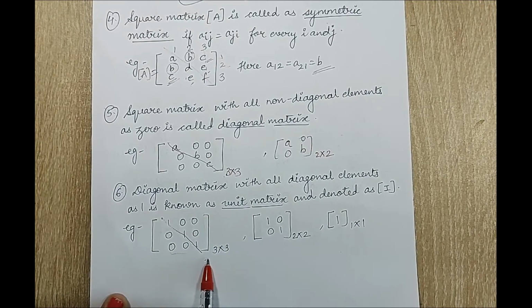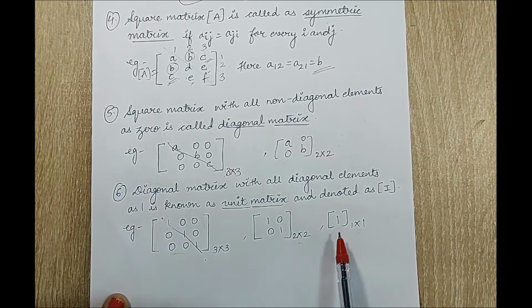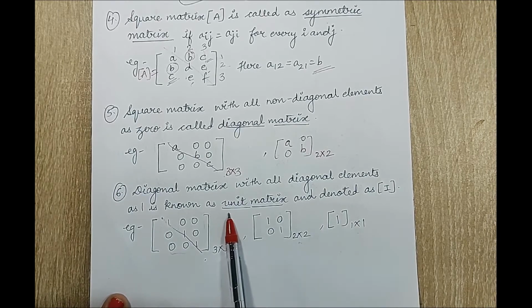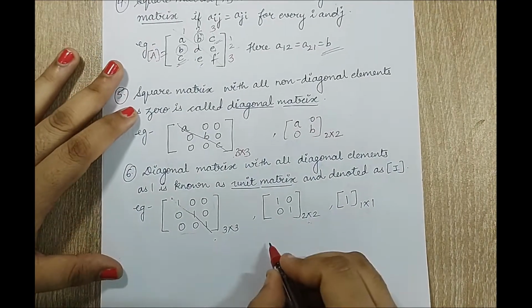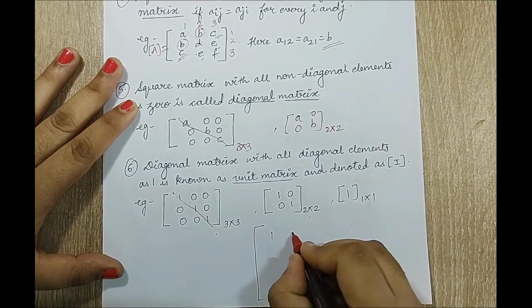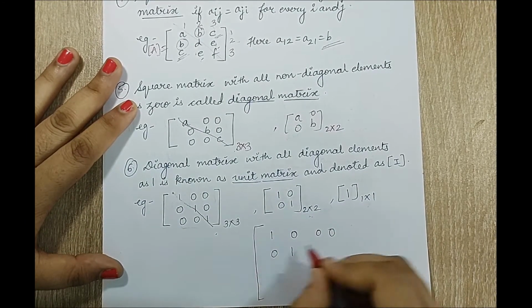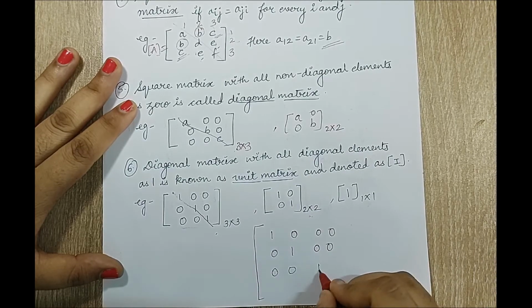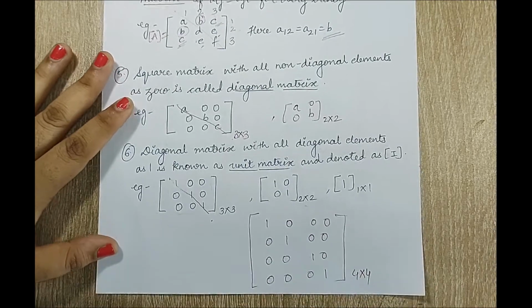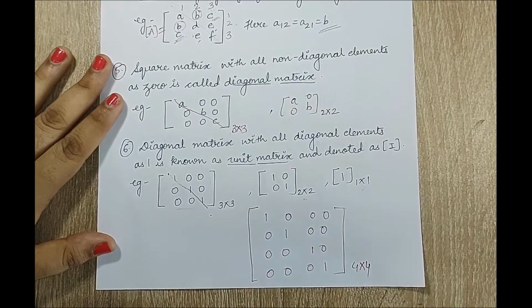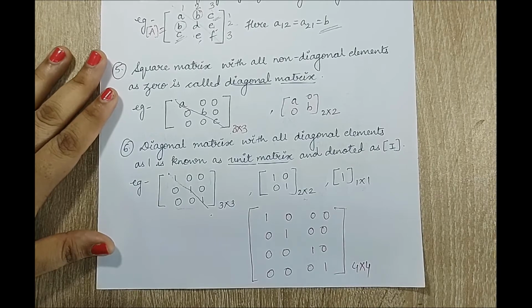Now this is a 3 by 3 type, this is a 2 by 2 type. You can also have a 1 by 1 diagonal matrix, which is very important because it is written that a unit matrix has diagonal elements as 1. So this is a diagonal element. The rest of the elements are 0, but here there is only one element. If you want to write a 4 by 4 matrix, it will be something like this: 1 0 0 0, 0 1 0 0, 0 0 1 0, 0 0 0 1. So here is a 4 by 4 unit matrix, and likewise you can continue writing for n number of matrices.